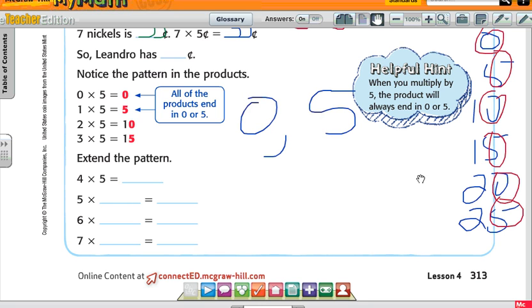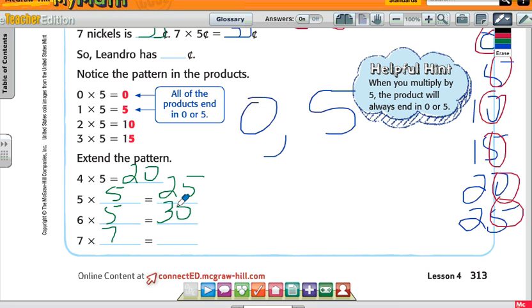So look at where they have the extended pattern. We have 0, 5, 10, 15. So 4 times 5 is going to be? 20. And then I have 5 times 5, 6 times 5, and 7 times 5. So 5 times 5 is going to be? 25. Then what comes next? 30. And then? 35. So see, 0, 5, 0, 5, 0, 5, 0, 5.